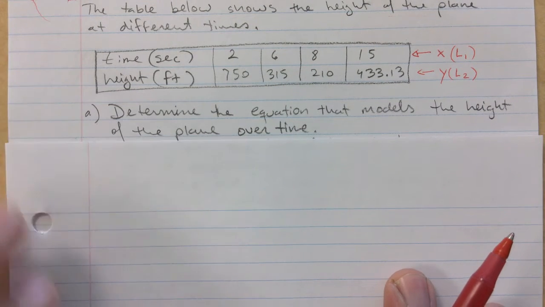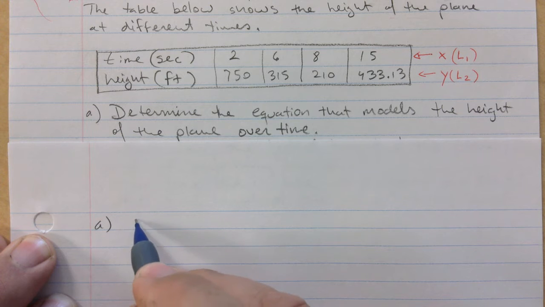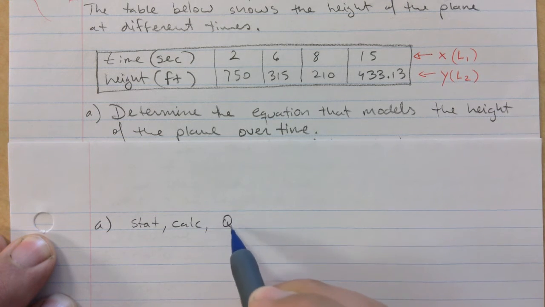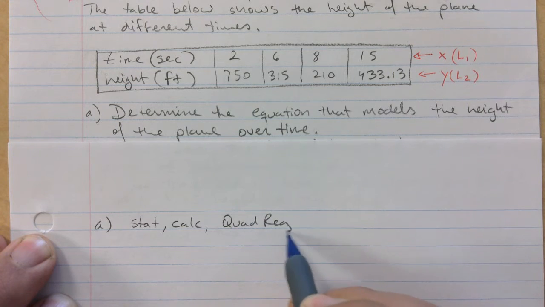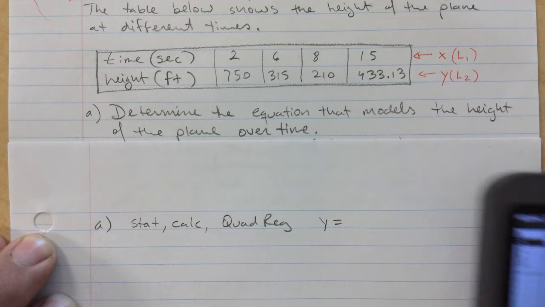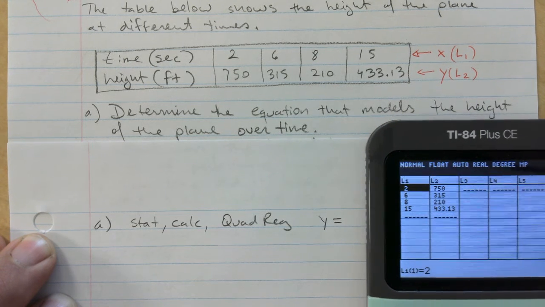Okay, so for A, to determine the equation, I will just go stat, calc, quad reg, and then I'm going to come up with my equation. If you don't have exactly the same keys and you give me more, that's fine. Don't panic over needing to have it exactly this way, but that's what I usually would recommend. So let's go ahead and come up with our regression.